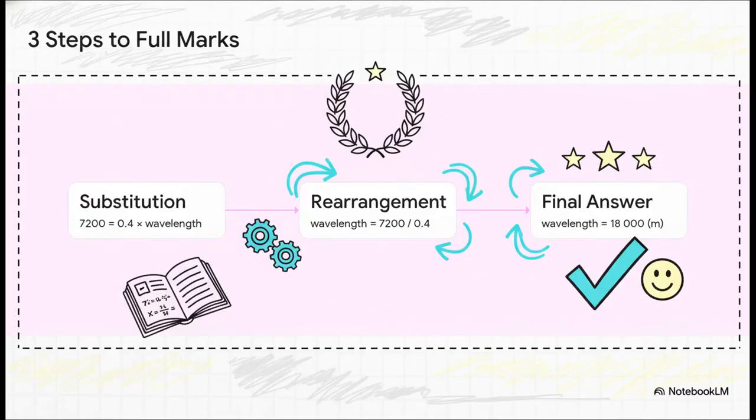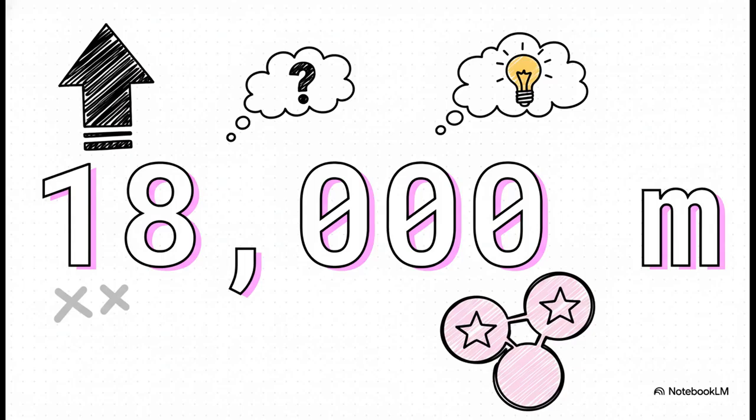So here's how you guarantee all 3 marks. The mark scheme is super specific. Step 1, substitution. You plug the numbers in correctly: 7,200 equals 0.4 times the wavelength. That's your first mark. Step 2, rearrangement. You rework the equation to find the wavelength. So wavelength equals 7,200 divided by 0.4. That's mark number 2. And finally, step 3, you get the final answer, 18,000 meters. Laying it out like this is perfect. And there it is, 18,000 meters. That is the magic number that secures you that third and final mark.